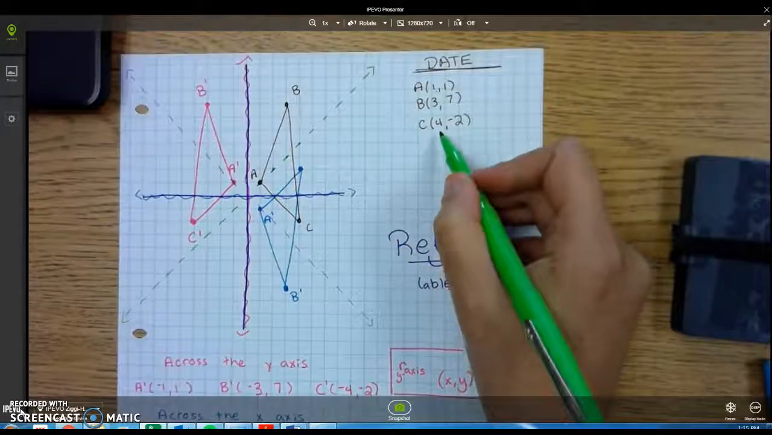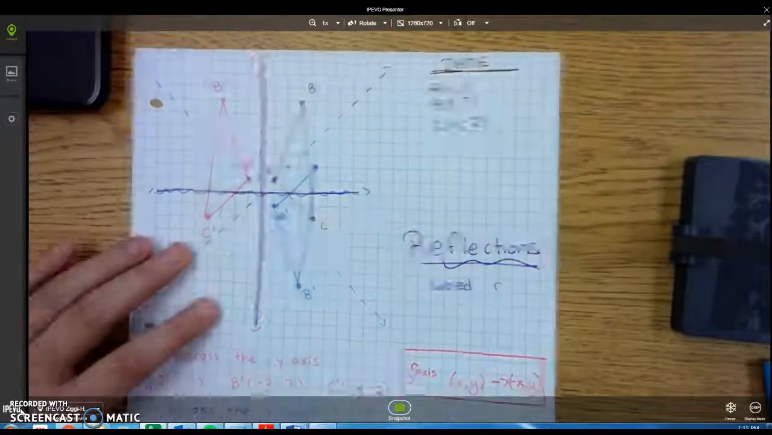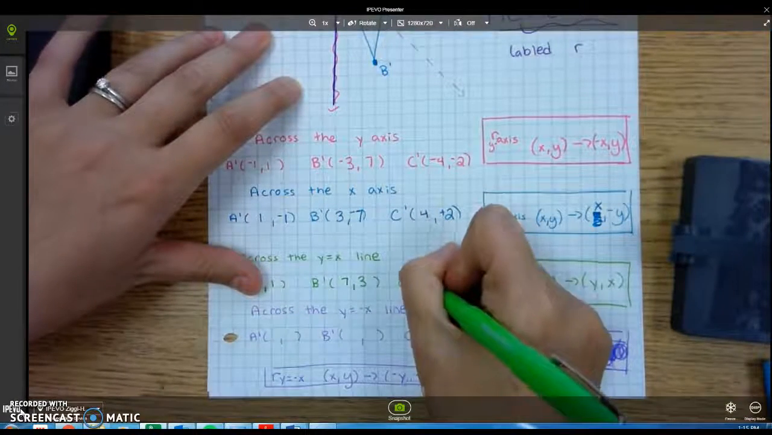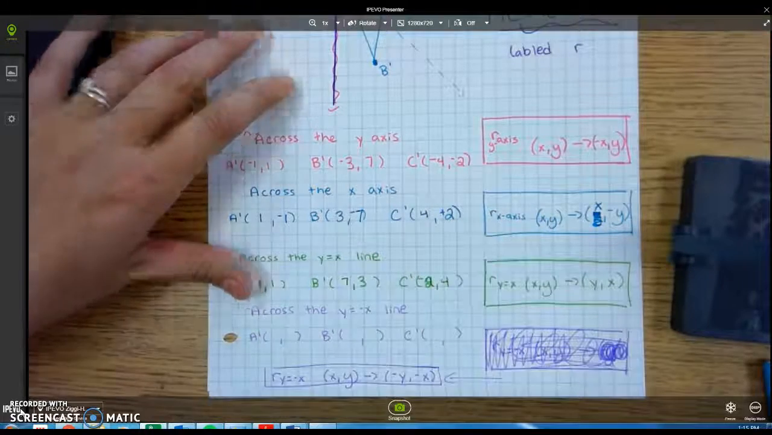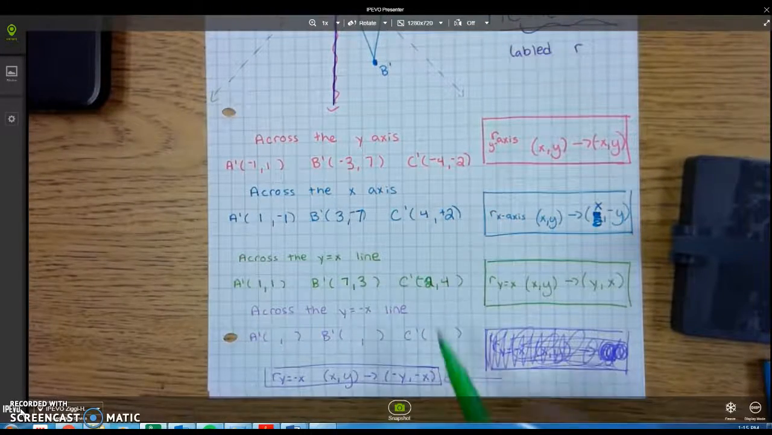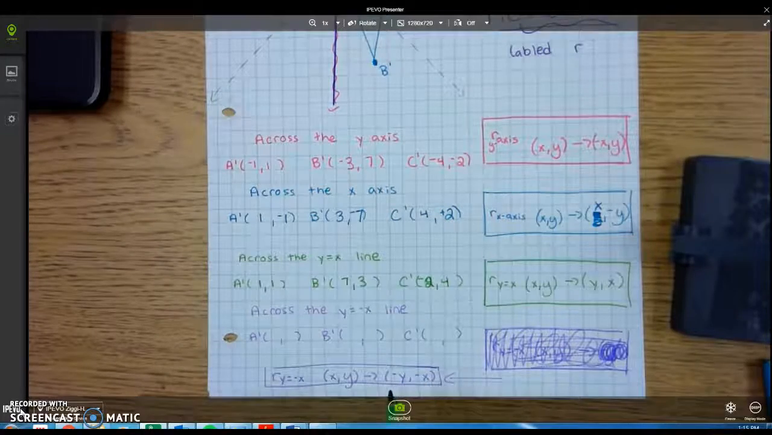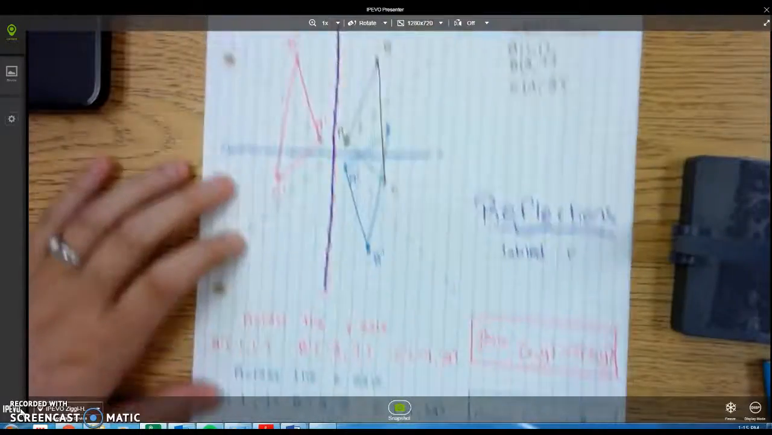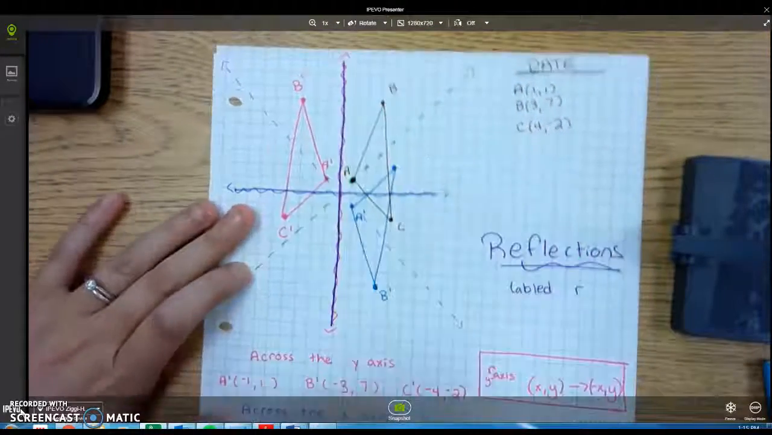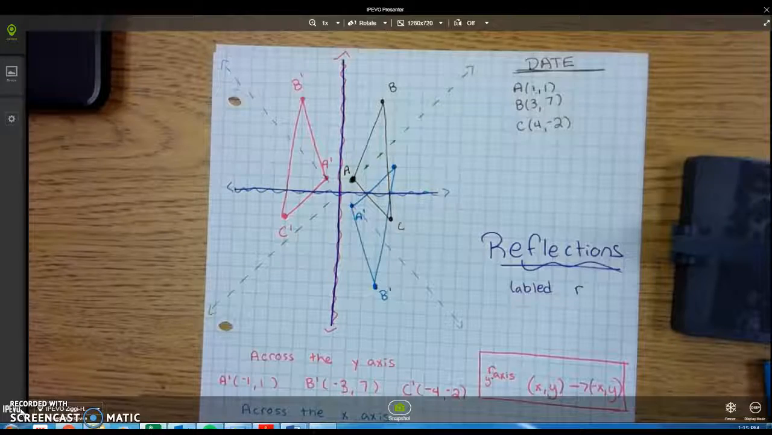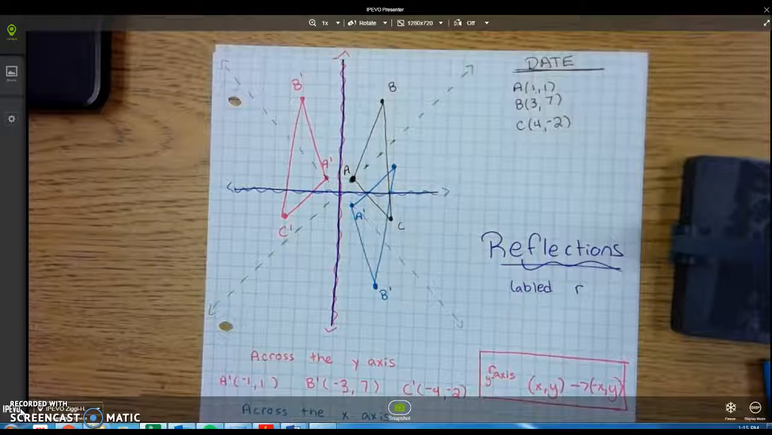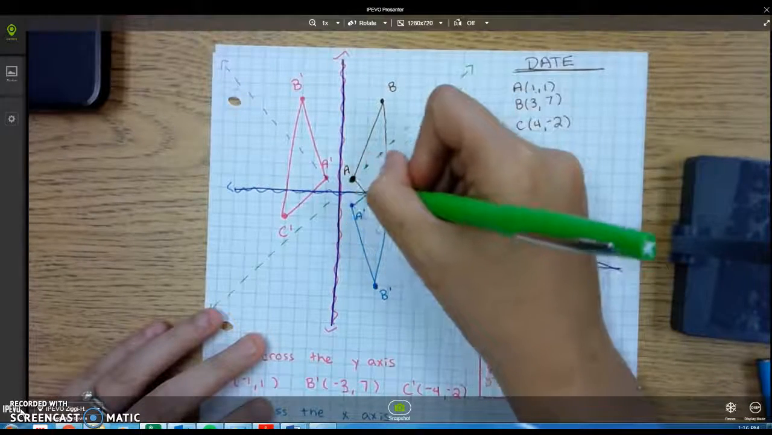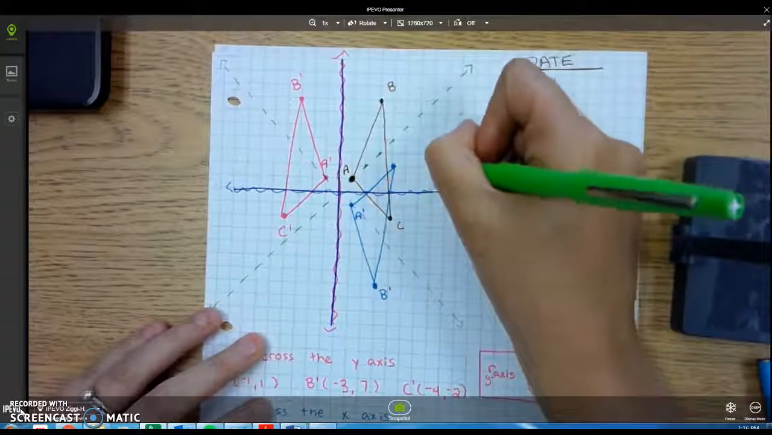And finally, I have 4 and negative 2. They would also switch places. So I'd have negative 2, 4. And we plot those. As you can see, A is in the same place. If I have a point on the line of reflection, it remains the same. And then we've got 7, 3, 1, 2, 3, 4, 5, 6, 7, 3.